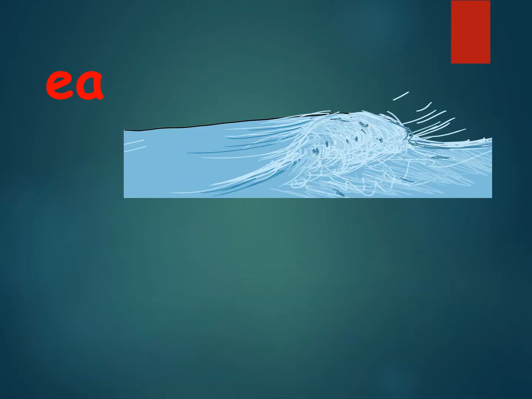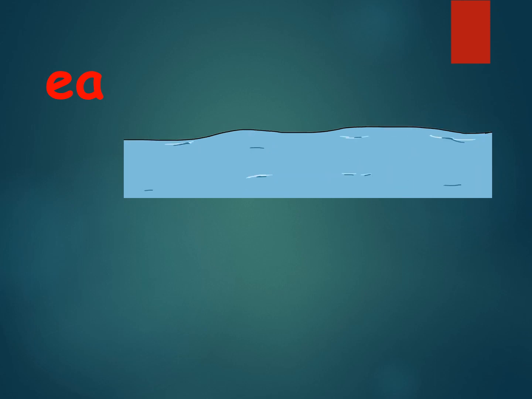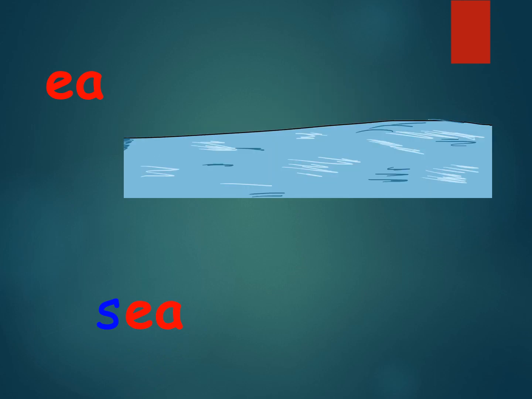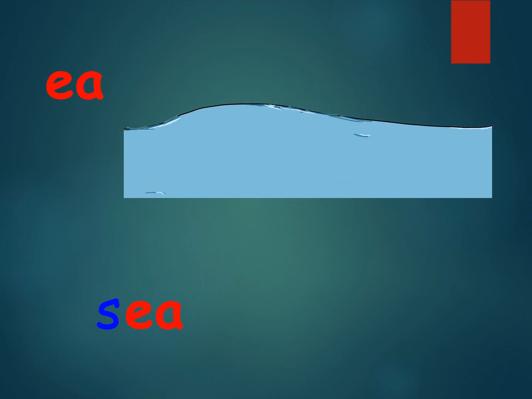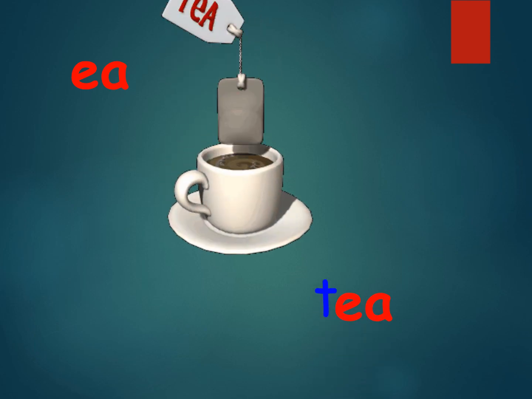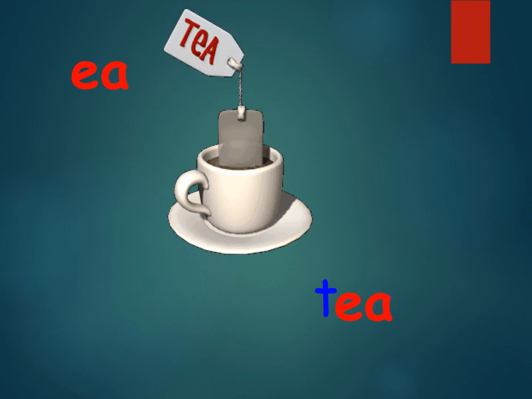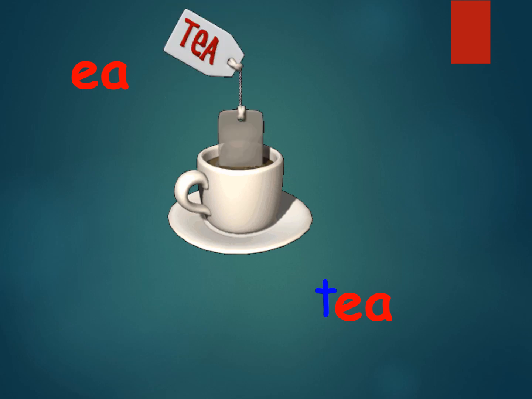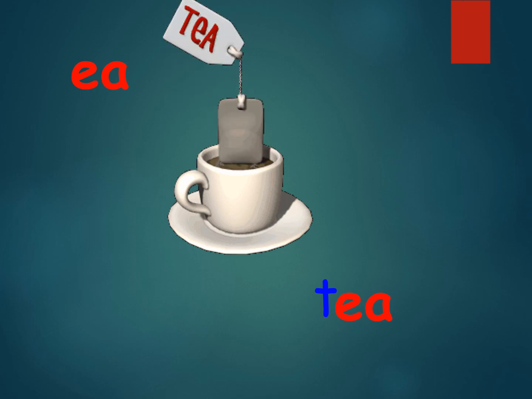E, as in sea. Let's sound it out. S. E. Sea. They swim in the sea. Let's look at another example. E, as in tea. T. E. Tea. Let's try that again. T. E. Tea. Would you like a cup of tea?